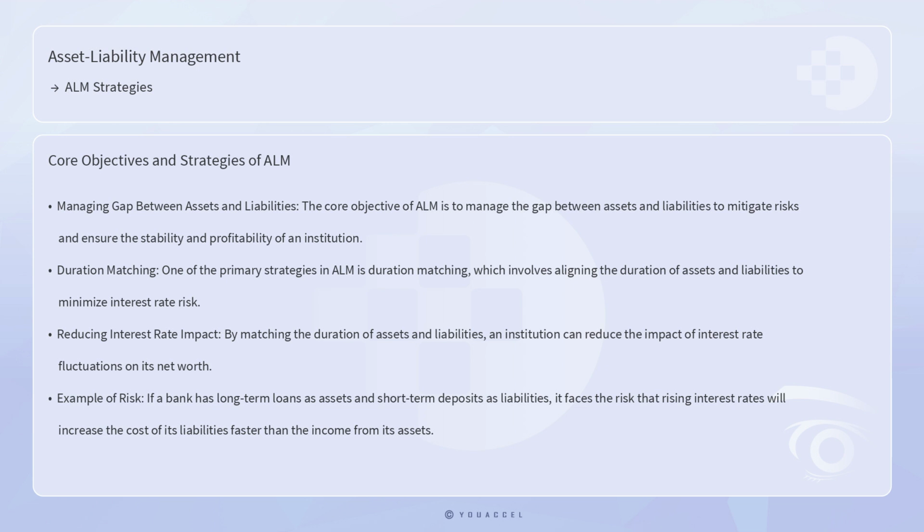For example, if a bank has long-term loans as assets and short-term deposits as liabilities, it faces the risk that rising interest rates will increase the cost of its liabilities faster than the income from its assets. By adjusting the duration of its assets and liabilities, the bank can hedge against this risk.